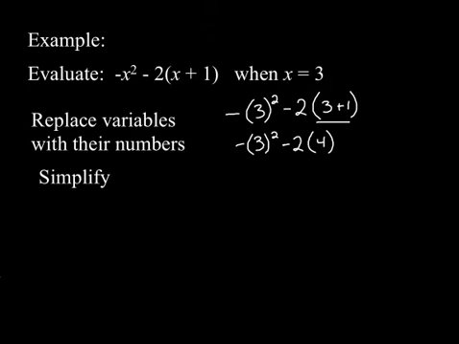After that, we have exponents to work with. So -3 squared is 9 minus 2 times 4. Then we have multiplication. So 9 minus 8. And again, if you're good at subtracting, that's fine. Or you can think of this as 9 plus -8, which gives you 1 as your answer for that one. So again, that is the value when we evaluate.